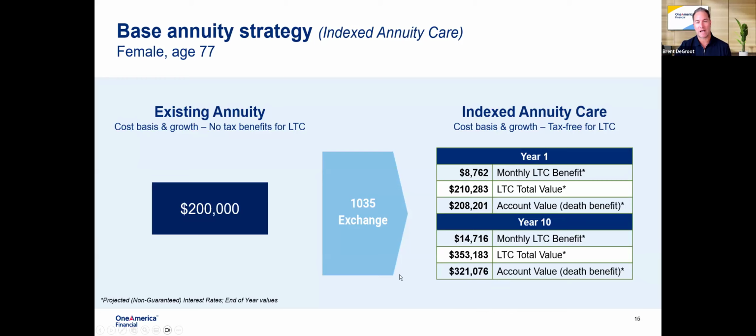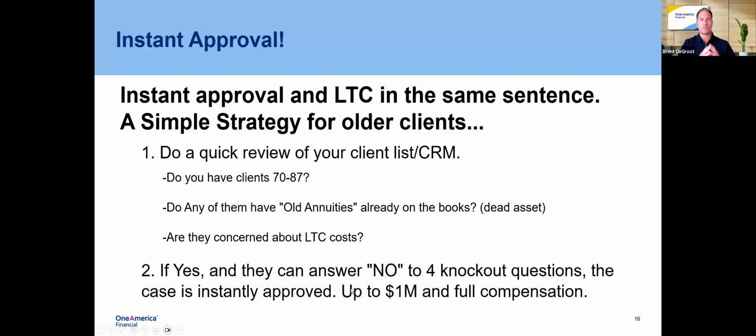It started at 200,000 and after 10 years has now grown to 321,000. And we actually give more in LTC benefits. So we're over 350,000 in benefits for any long-term care services. So I really wanted to just show you how those grow as well. And again, I want to talk about instant approval, because you don't hear long-term care and instant approval too many times in the same sentence.